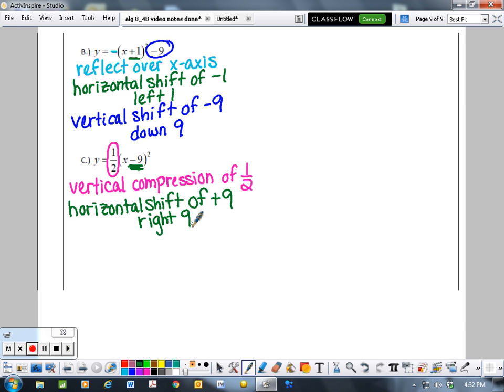So we'll practice this in class, but this is pretty much the end of our chapter. There's a lot here, so I highly recommend taking some time to study.